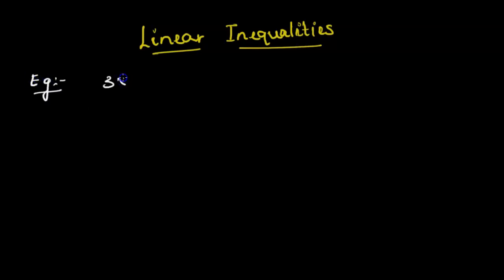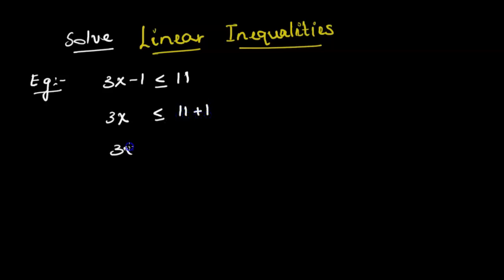For example, we have a question like 3x minus 1 is less than or equal to 11, and we have to solve this inequality, meaning we have to solve for the x value. Whenever we have to solve for x, all we have to do is isolate x, so we move everything to the other side. However, we do not have an equal to sign, we have a less than or equal to sign. So 3x is less than or equal to 11 plus 1, which is 12, and this gives us x is less than or equal to 12 divided by 3, which is 4.